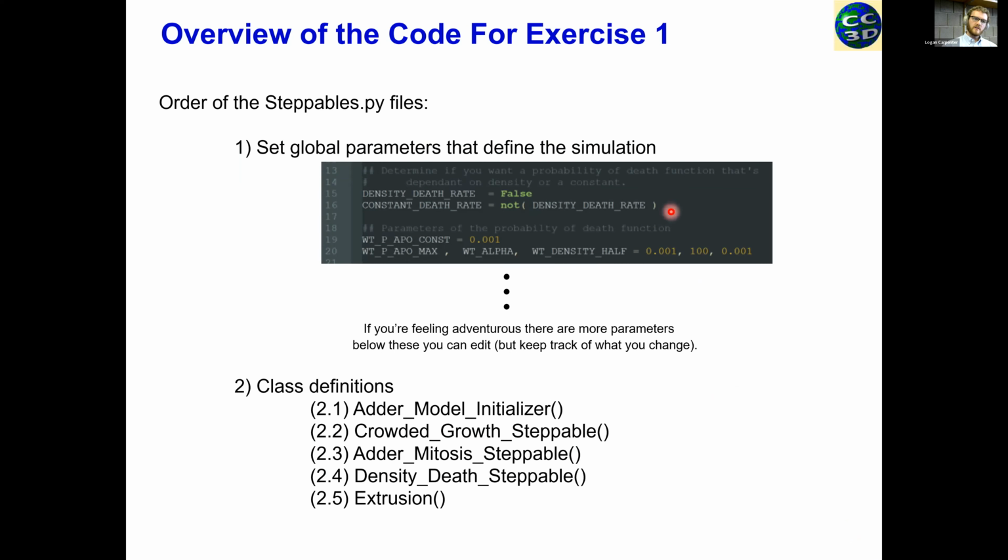So we were just talking about some of these global parameters that are up top, and there are more below this, like stiffness and contact inhibition, that you can edit as well, depending on how comfortable you feel. Just keep track of which ones you edit. And below all of those globals, there are the class definitions, which we'll go over briefly just to understand how they work.